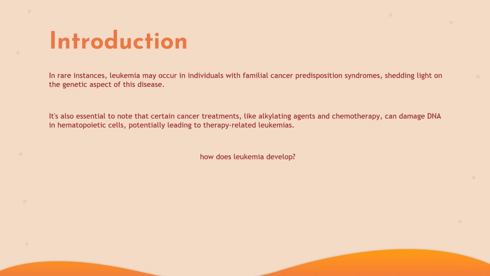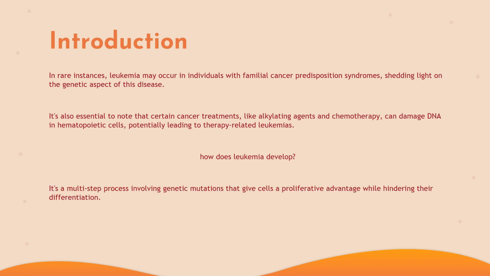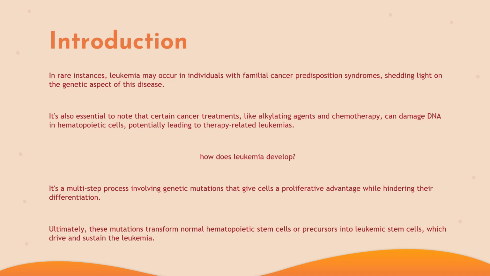So, how does leukemia develop? It's a multi-step process involving genetic mutations that give cells a proliferative advantage while hindering their differentiation. Ultimately, these mutations transform normal hematopoietic stem cells or precursors into leukemic stem cells, which drive and sustain the leukemia.